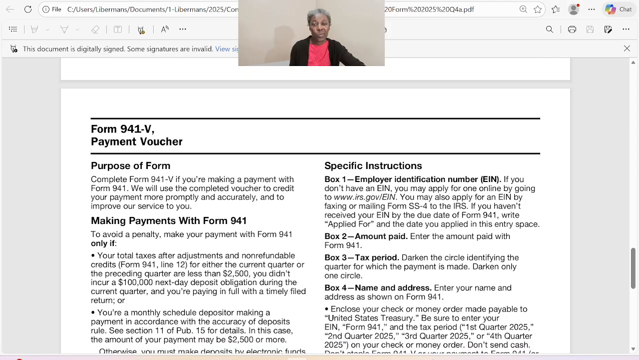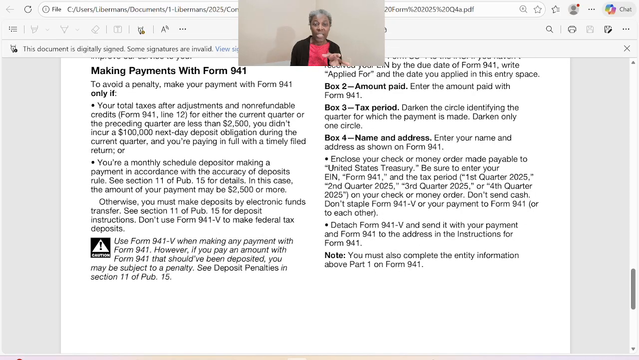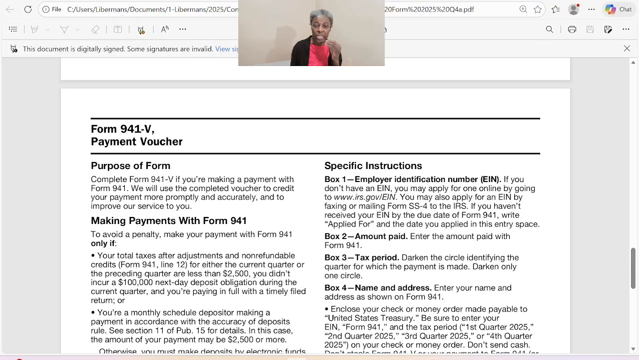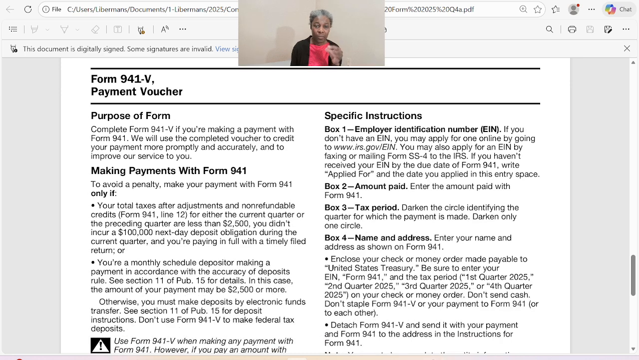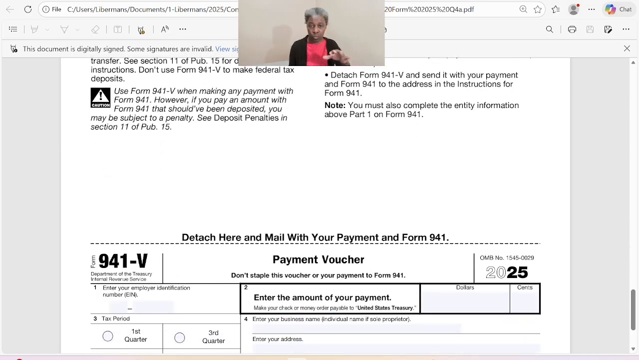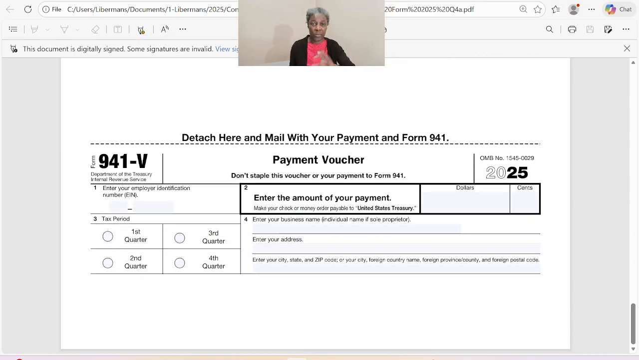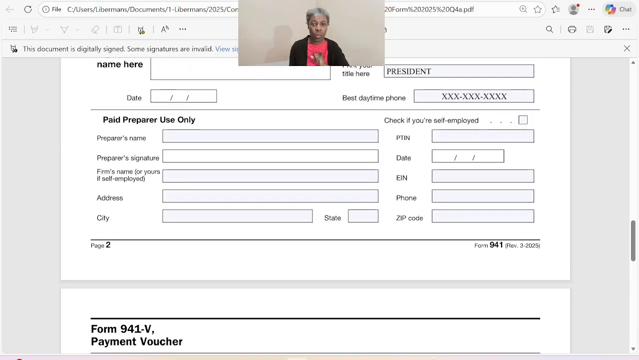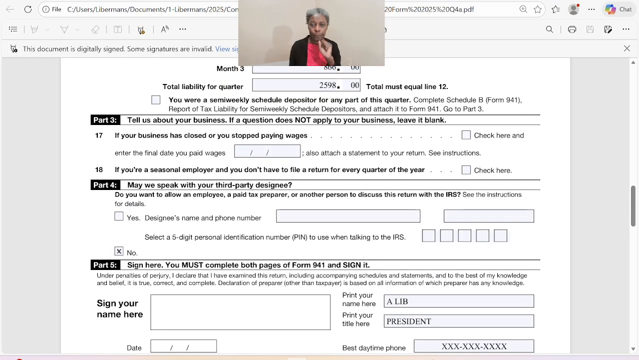If the amount is not allowed and you qualify to pay with this form, read the instructions to see in which instances you can pay with this form. Again, sometimes it falls under a gray area. If you are making a deposit, just go ahead and pay your payment online. That way you won't have to worry about the voucher. That is what I would recommend that you do.